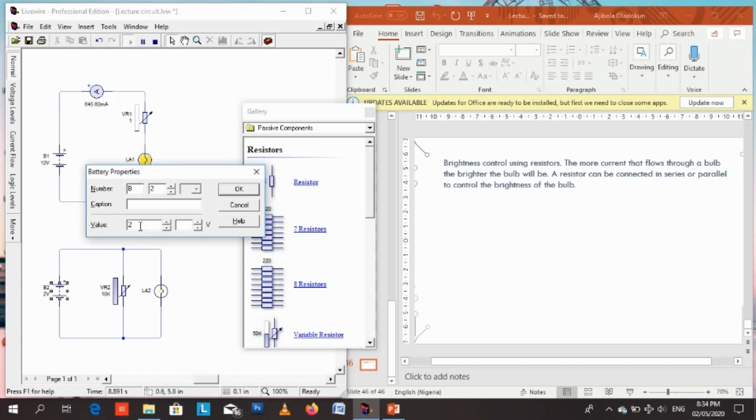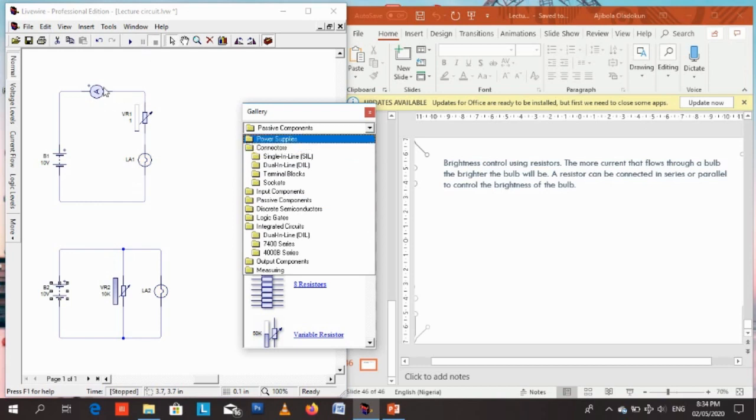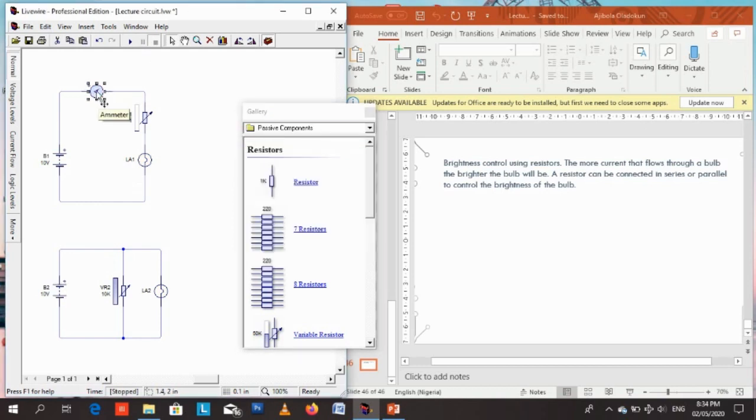Let's try another value. Let's try 10 volts, what we used earlier. Let's go back to 10 volts. So it's pretty bright now. No matter how you vary the resistance, it's still the same. Let's get the ammeter, and I will explain. You will see the reason why varying the variable resistor didn't affect the brightness.